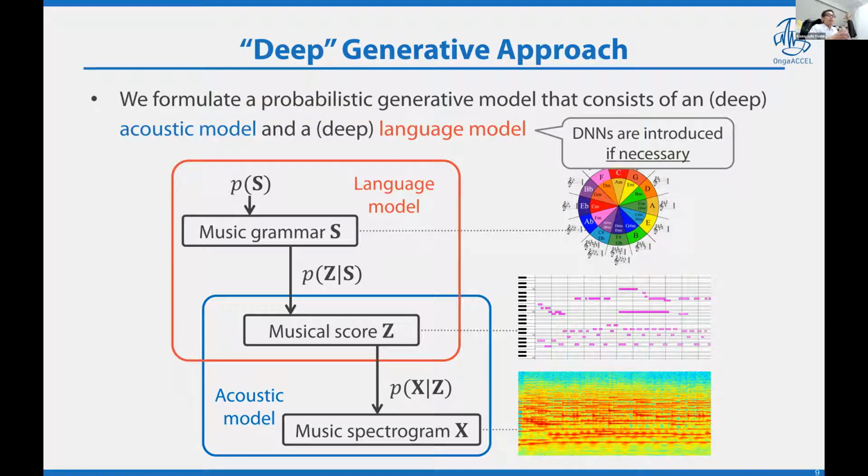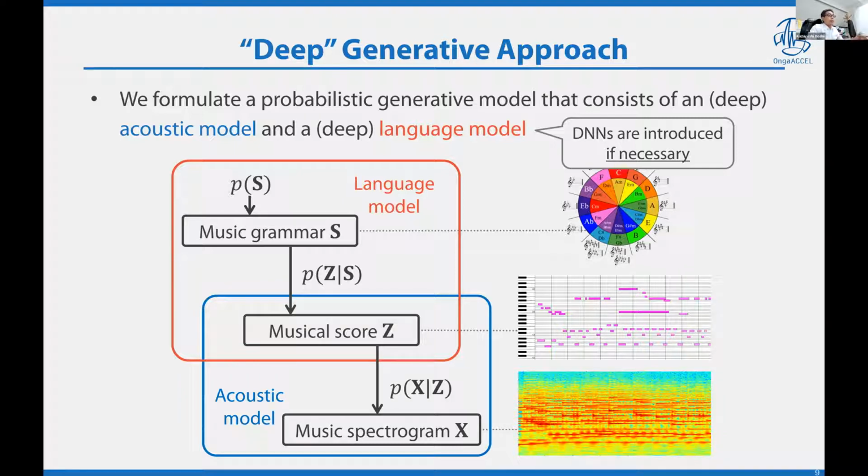However, musical knowledge is sometimes a black box. In this case, we have to use deep learning, deep neural networks, to extract some meaningful musical knowledge from the training data in a data-driven manner. So this is our basic approach to automatic music transcription.